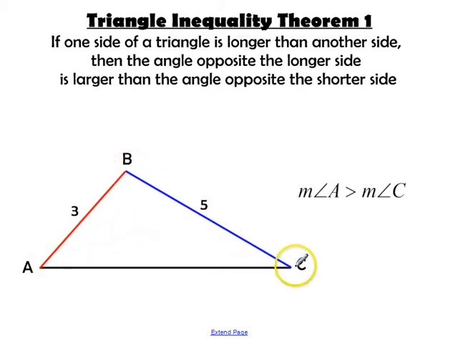So since BC has a length of 5, the angle opposite from it, which is angle A, is going to be larger than the angle that's opposite from side AB, which is angle C. So angle A is going to be larger than angle C.